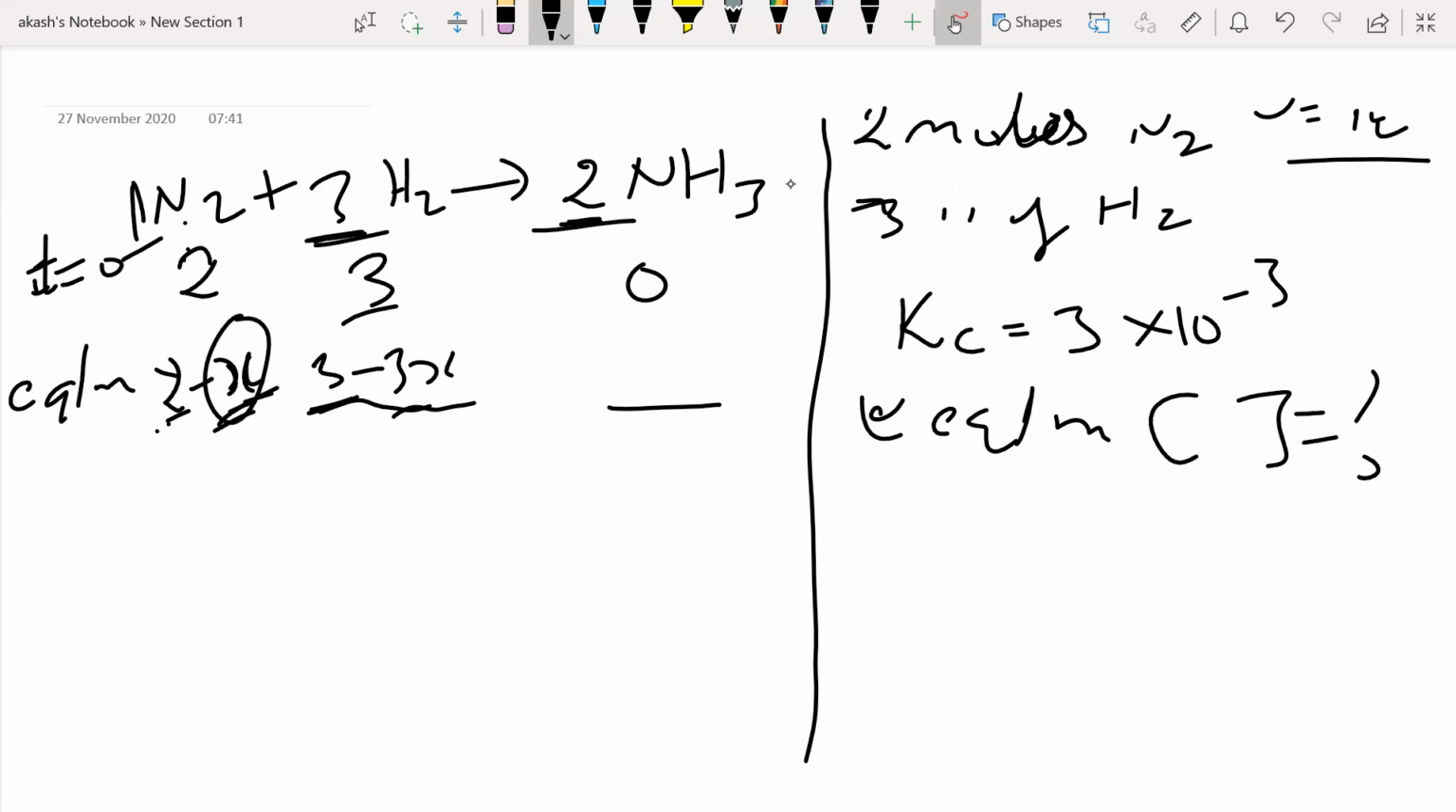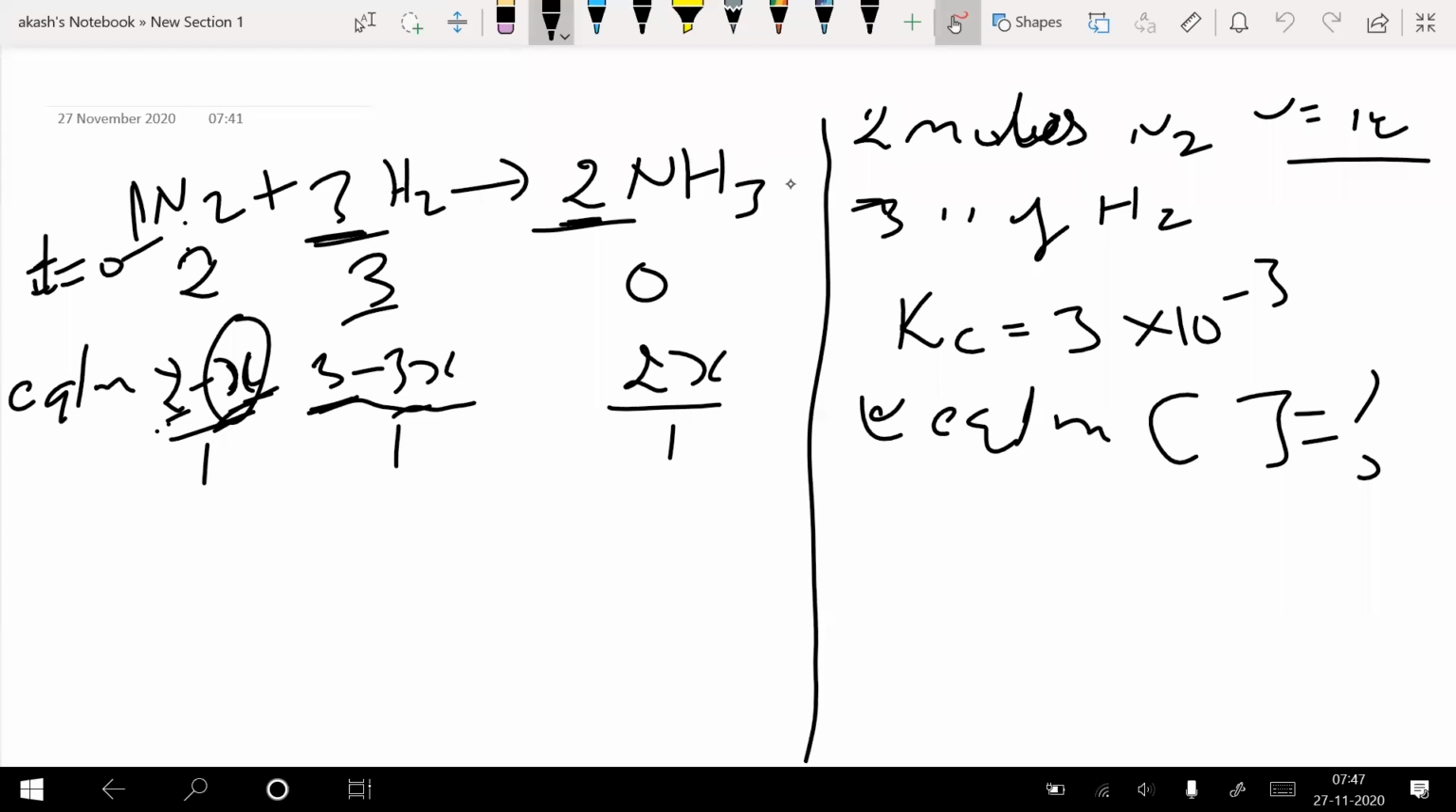Now, how much is reacting? X moles of N2 is reacting. So I should be getting 2x moles of ammonia. That's it. And obviously the concentrations are going to be the same: 2x, 2 minus x divided by 1, this divided by 1, this divided by 1, because the volume is 1 liter, right? The volume is 1 liter.